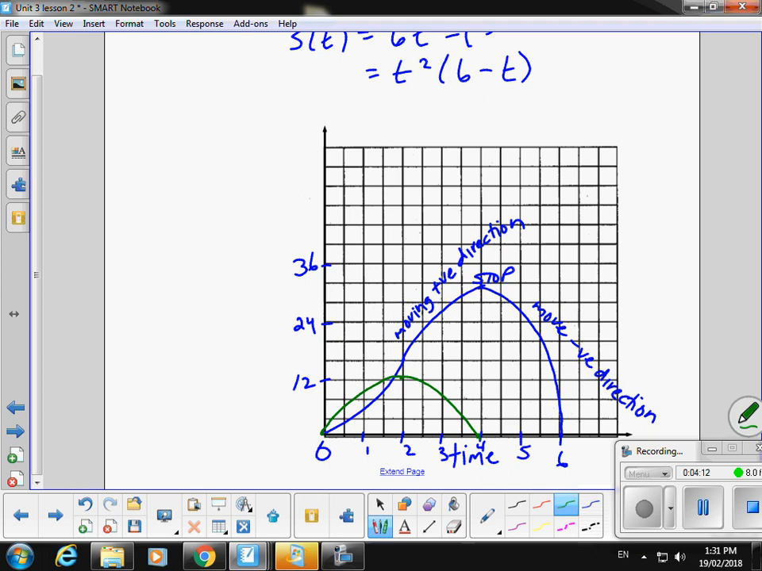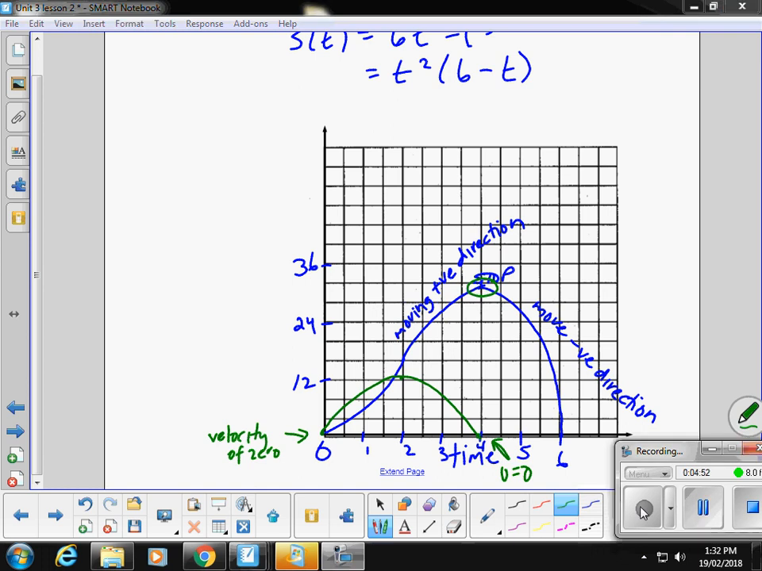Let's have a look at that for a second. If our velocity is 0 at the very beginning, we should see our original function has a momentary rest. We also have a velocity of 0 at 4 seconds. And we should see a momentary rest in our original function, and we do.